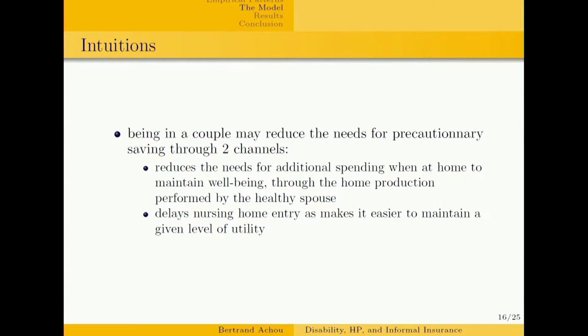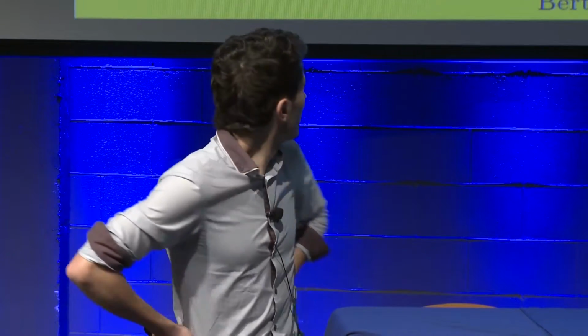One is to reduce the needs for additional spending when at home to maintain well-being, through the home production performed by the healthy spouse. So this is the idea that being in a couple might reduce the needs for home care services. If your spouse is at home and can help you, you're going to need to spend less on home care services, so this is going to reduce your needs for savings. And it might also reduce savings because it may delay nursing home entry, as it makes it easier to maintain a given level of utility.